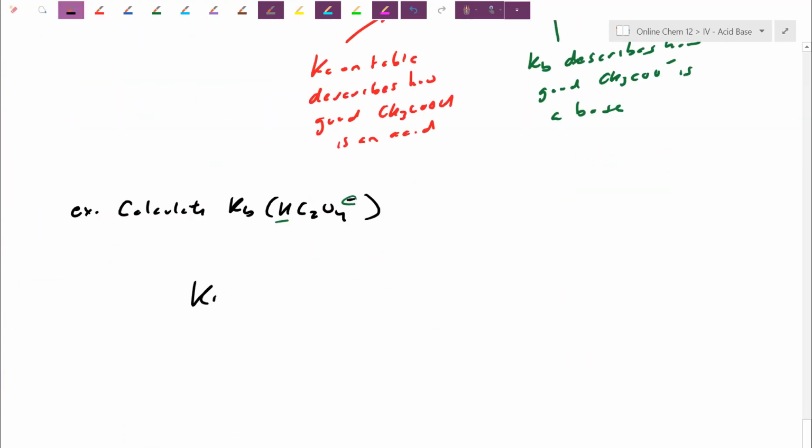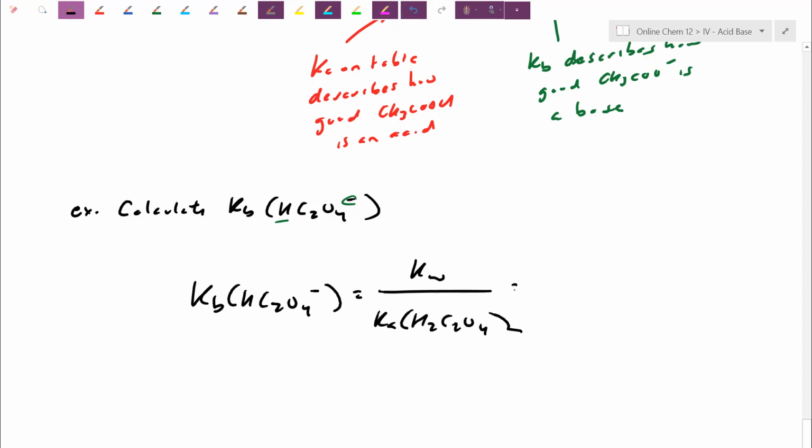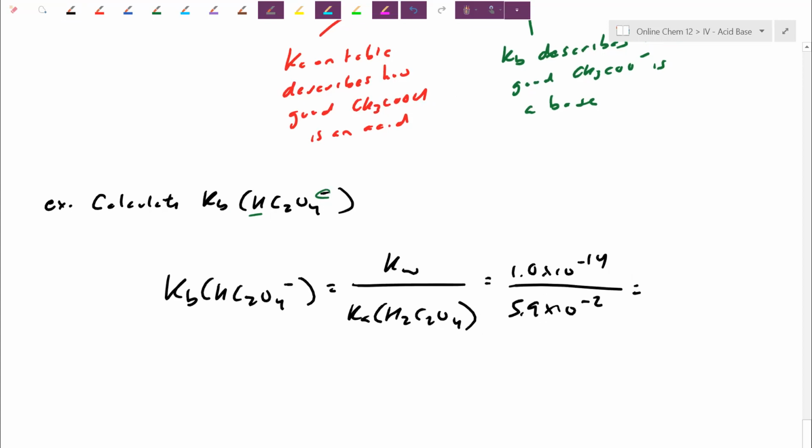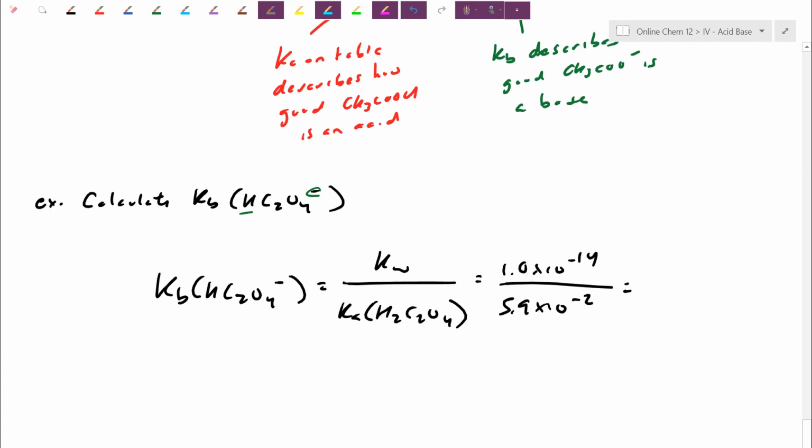So the Kb, this is the one that I want. The Kb of my hydrogen oxalate is equal to Kw divided by Ka of my partner. Right? We're always in pairs. So therefore, 1.0 times 10 to the negative 14 divided by this hydrogen oxalate here. This one here is relatively big, so 5.9 times 10 to the negative 2. Still weak though. So 1e negative 14 divided by 5.9e negative 2. And this gives me 1.7 times 10 to the negative 13.